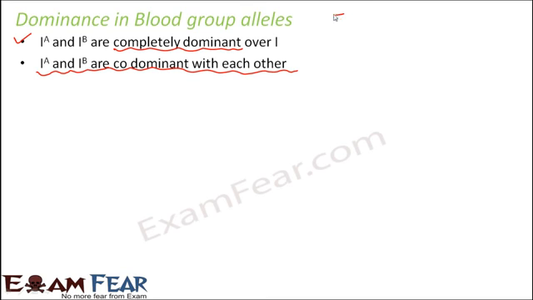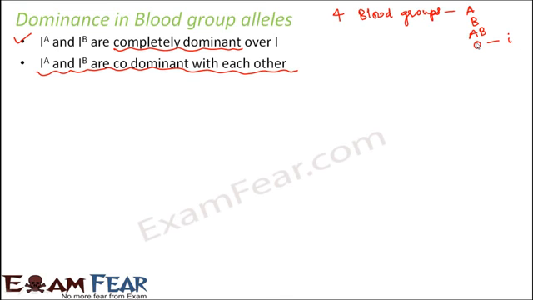And that is why we have 4 different types of blood groups, right? There are 4 blood groups which are seen in human beings. And what are they? A, B, AB and O. So when do you get A? When the IA allele is present. Similarly, blood group B, when the IB allele is present. AB, when both IA and IB alleles are present. And O when only i is present.